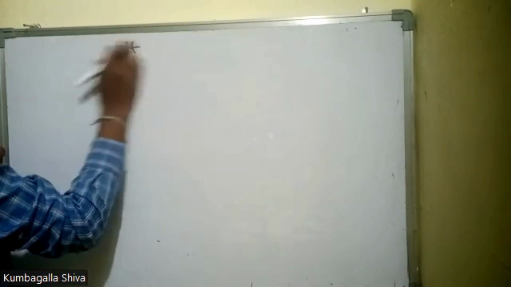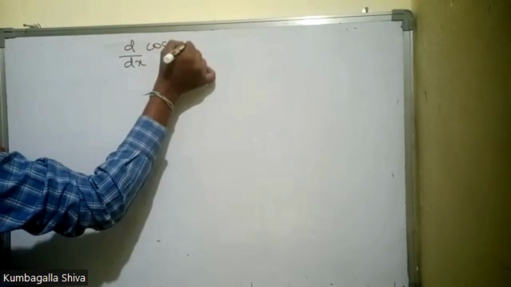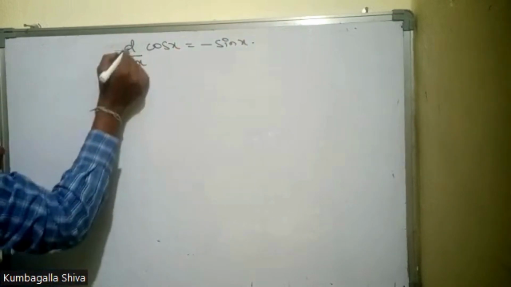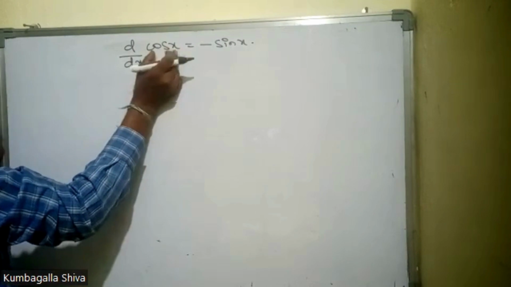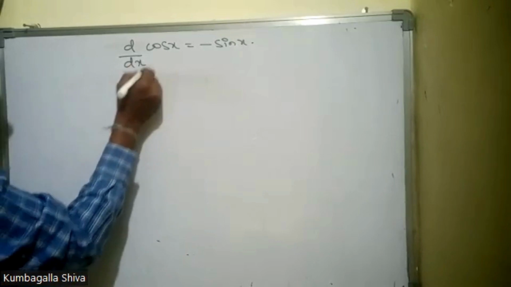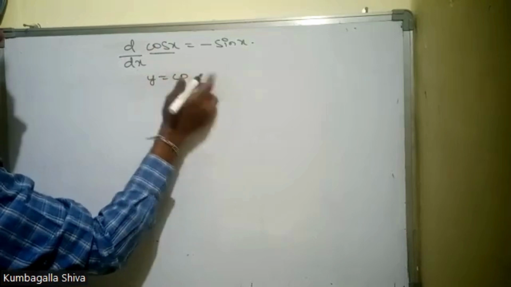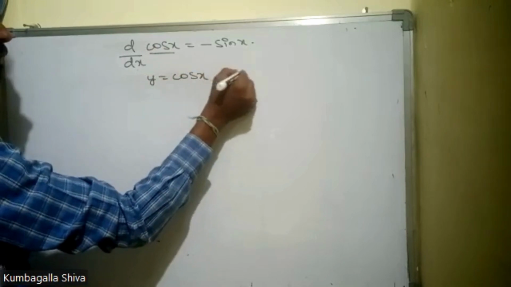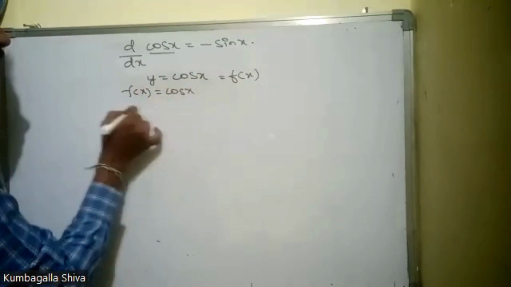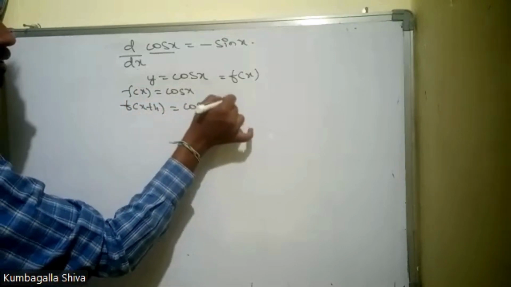Now d by dx of cos x. What is the formula? Minus sin x. What is the general formula for the derivative of cos x? Minus sin x. This is the formula. How do we derive it? Let y equal cos x, that is f of x. Now f of x is equal to cos x. Now f of x plus h is what? Cos of (x plus h).